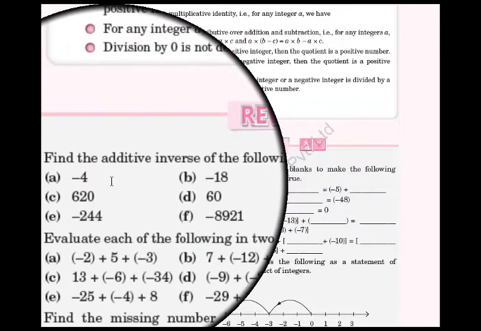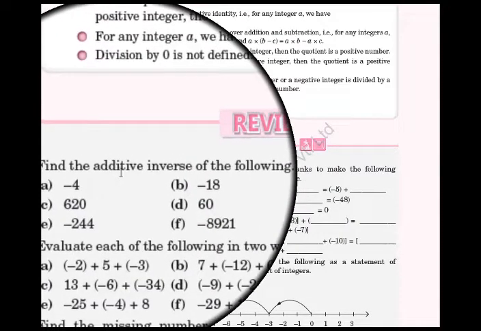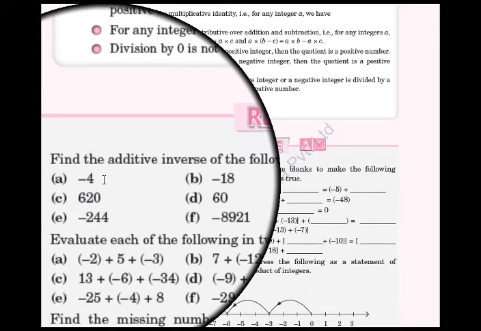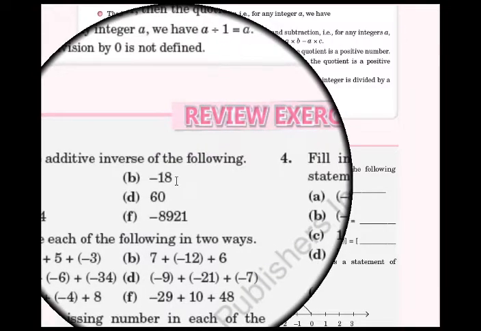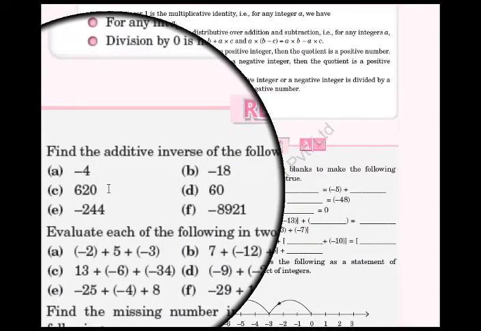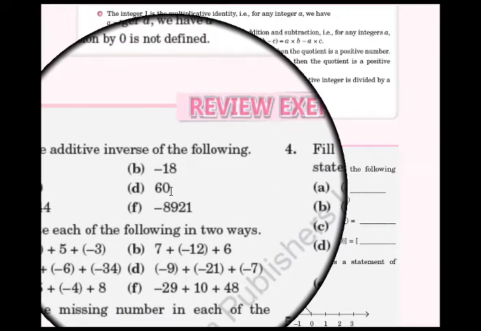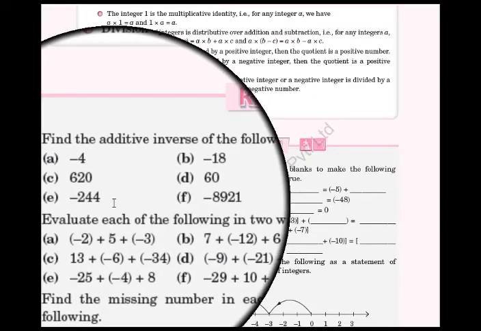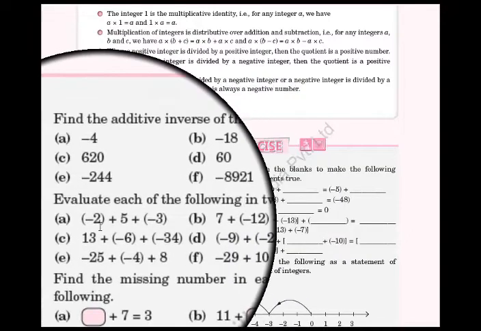Now let us come to this review exercise. Question number 1. Find the additive inverse. Additive inverse means if the number has a negative sign, you have to give the answer in positive, and if it is positive, then the result will be given in negative. So the additive inverse of minus 4 equals plus 4. Additive inverse of minus 18 equals plus 18. Additive inverse of 620 will be equal to minus 620. Additive inverse of 60 equals minus 60. Additive inverse of minus 244 equals plus 244, and similarly the same thing with the F part.